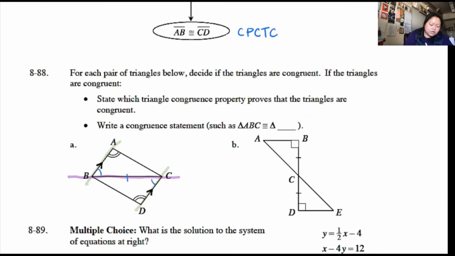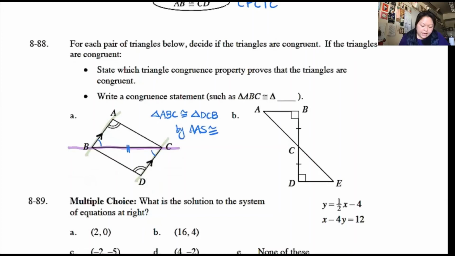All right, so I have my alternate interior angles, very good. And I have a side they share. So this one's congruent by angle, side again. So I can say triangle ABC congruent to triangle, make sure you follow the right order, DCB, by angle, side congruence. And that concludes both the congruence statement and the property. Okay?